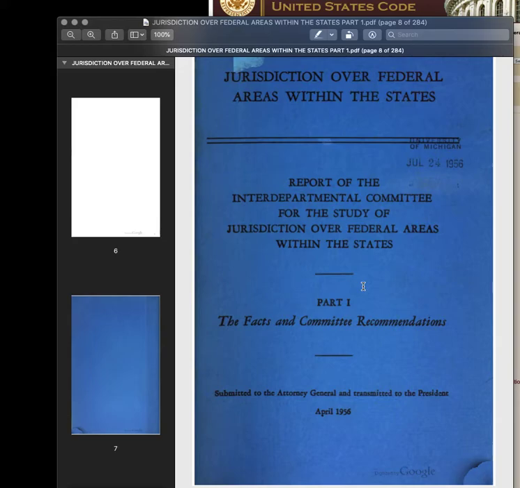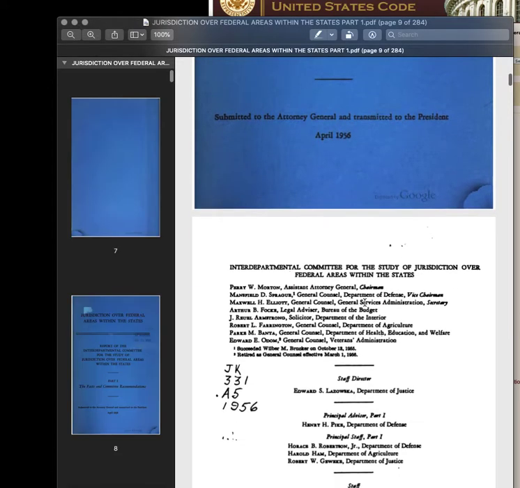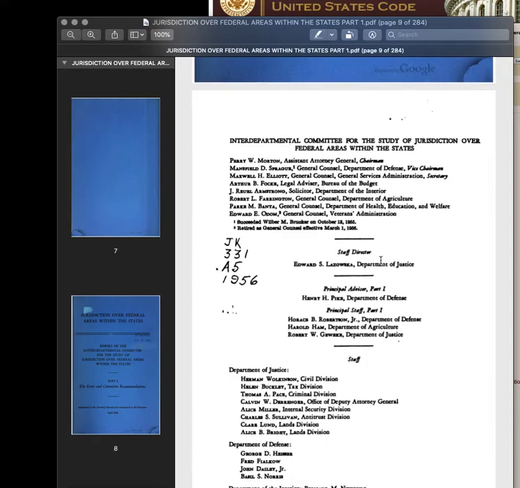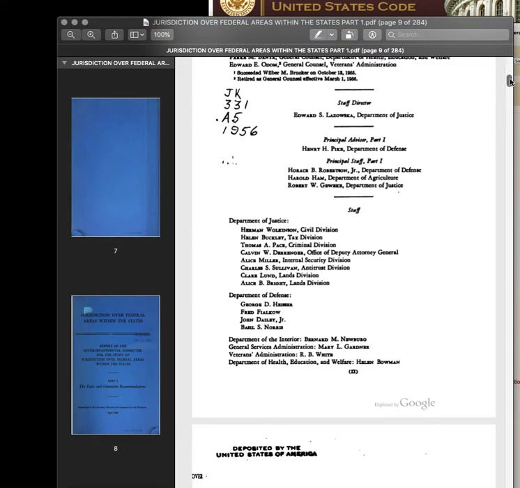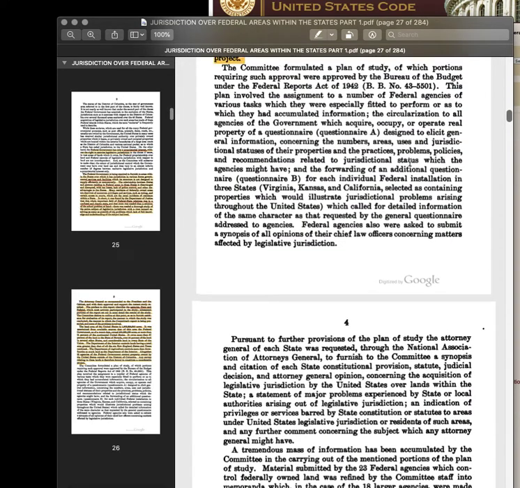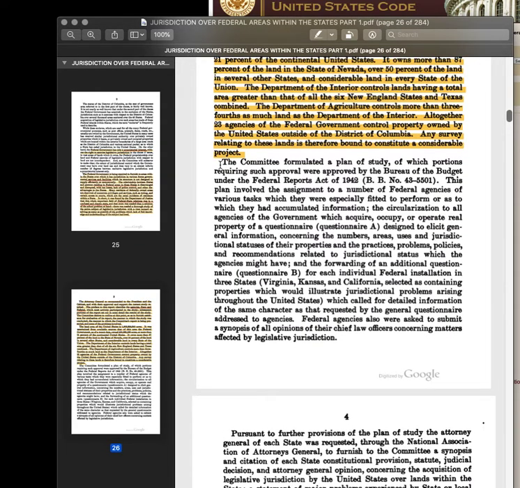Part 2 came out the next year in 1957. This is a report over the federal areas in the state and the power that the federal government has over those areas. So this was done by a committee put together by Eisenhower.